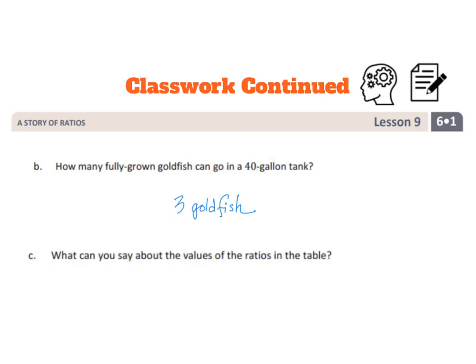What can you say about the values of the ratios in the table? So when we're talking about the values, 1/12 is what they're all equal to. You remember how 1/12 equals 2/24 equals 3/36 and so on?